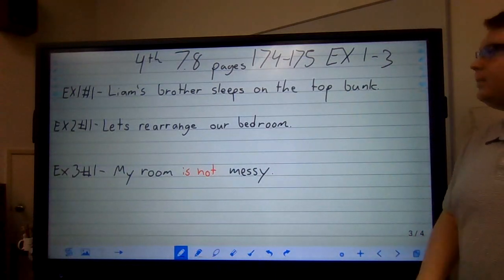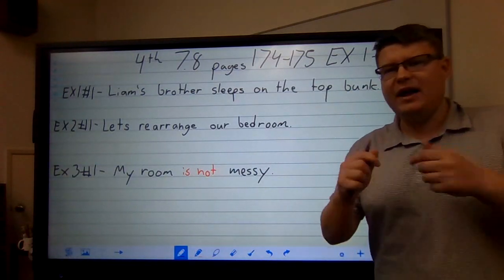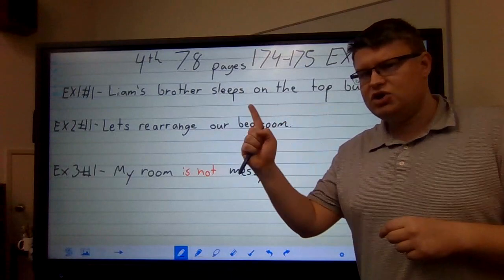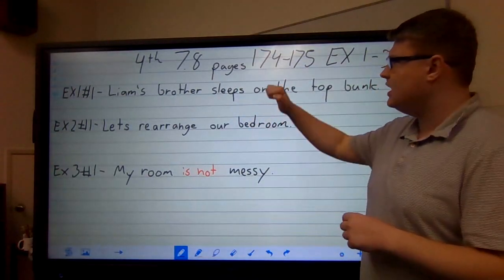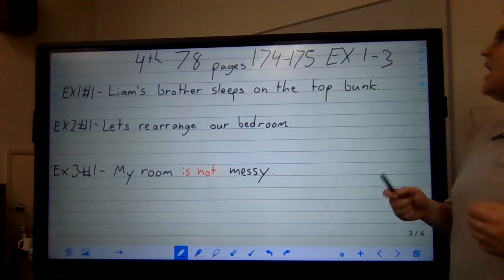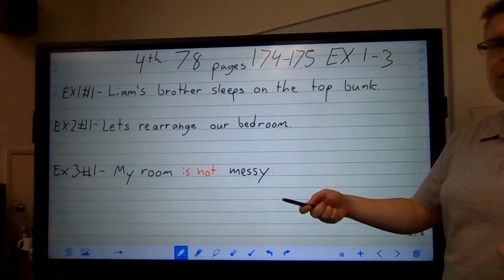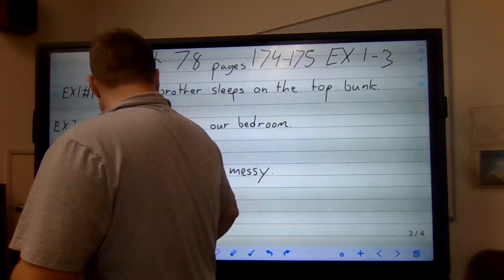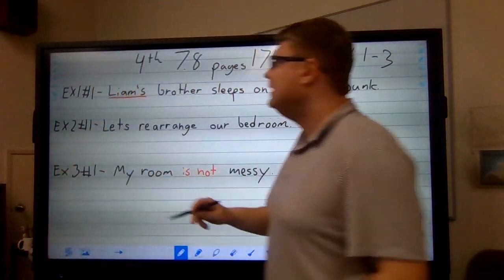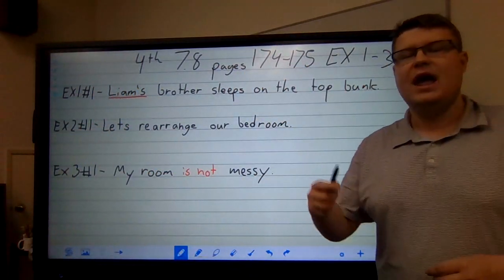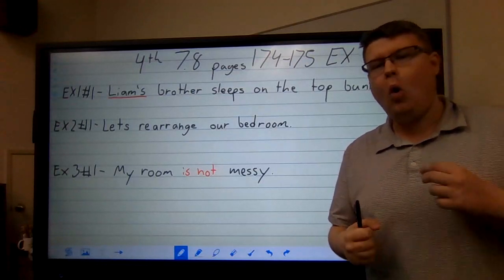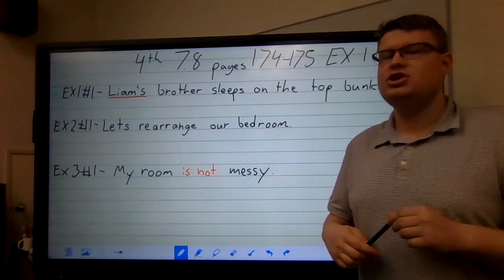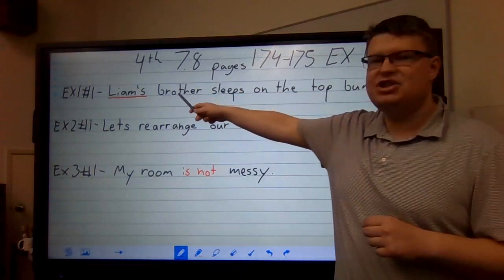For exercise 1, what they want you to do is find the word that has the apostrophe and just say whether or not it is a contraction or a possessive noun. Let's look at the sentence. Liam's brother sleeps on the top bunk. Where's the word with the apostrophe? Hopefully you said that the apostrophe was located in the word Liam's. Is Liam's a noun showing possession, or is it a contraction? It is a noun showing that Liam has possession over brother.